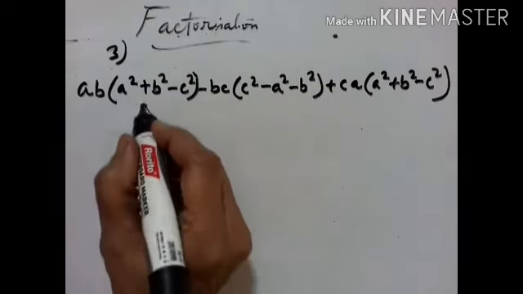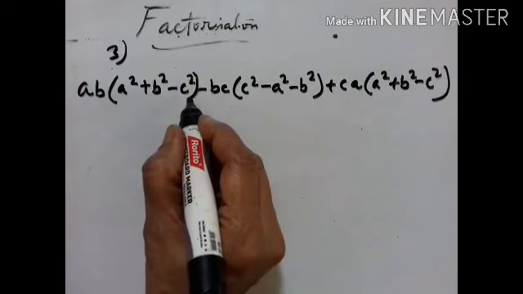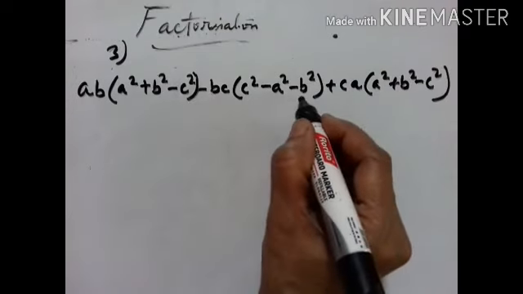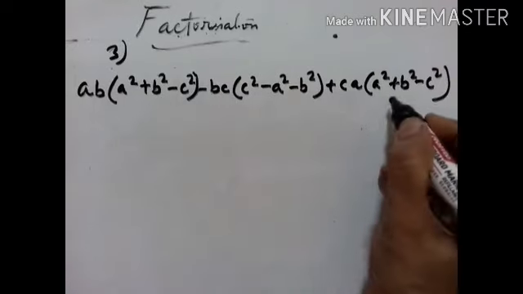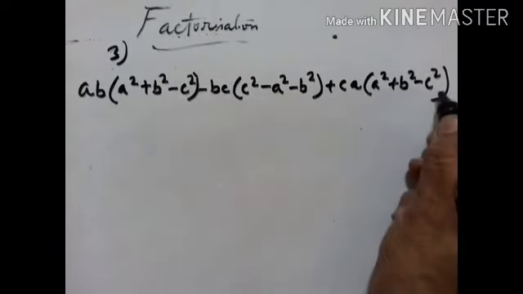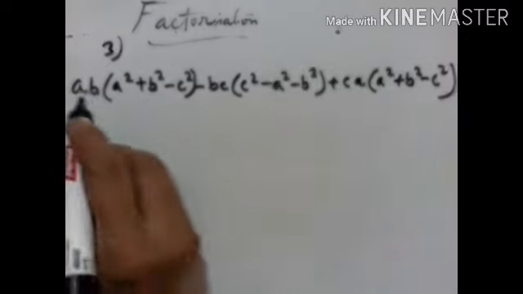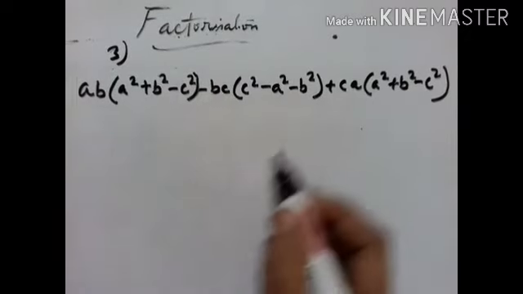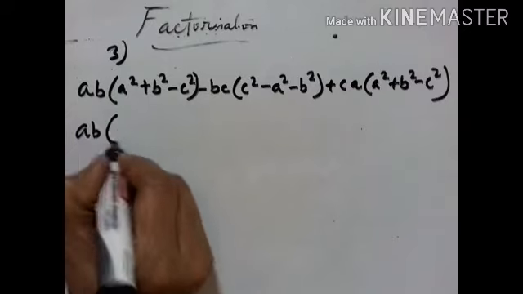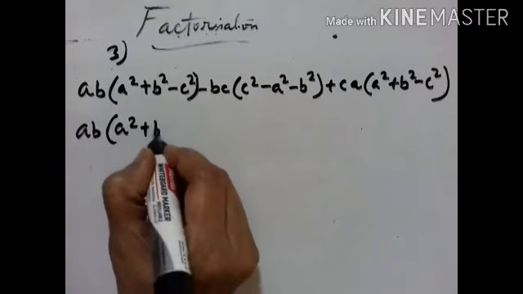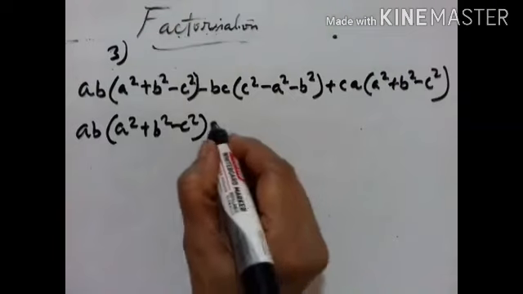Third problem. Here it is a squared plus b squared minus c squared. Here it is minus a squared minus b squared plus c squared. So let us change the sign here. Here it is a squared plus b squared minus c squared. Here it is ab, bc, ca. So it is not common. So ab into a squared plus b squared minus c squared plus bc.